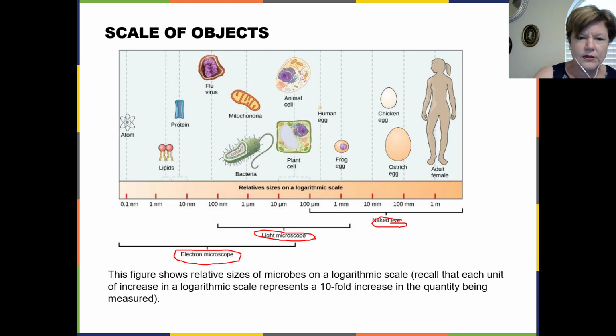All right. So you have to use an electron microscope if you want to see tiny, tiny things like a virus or the parts within a bacterial cell or within a eukaryotic cell.